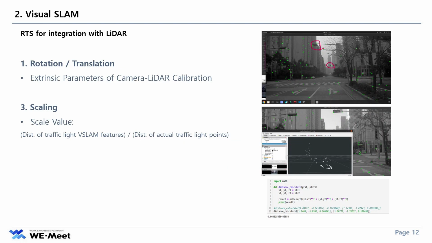results. We expected problems in rotation, translation, and scaling because VSLAM uses a different coordinate system in origin and is not expressed in meters. To solve the rotation and translation problem, we used camera-LiDAR calibration results, and for the scale, we calculated the distance ratio between the actual traffic lights and the distance between the traffic light features.